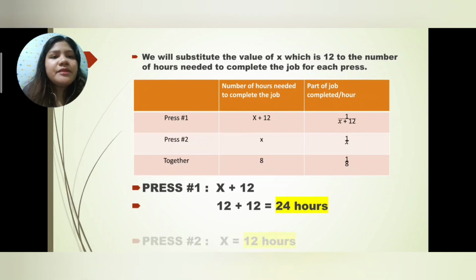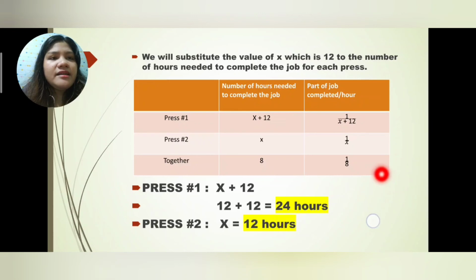Then, ang press number 2 is x, diba? Ito x. So, substitute lang the value of x, which is 12. So, the result is 12 hours. Therefore, ang matatapos ni press number 2, yung trabaho niya in 12 hours.